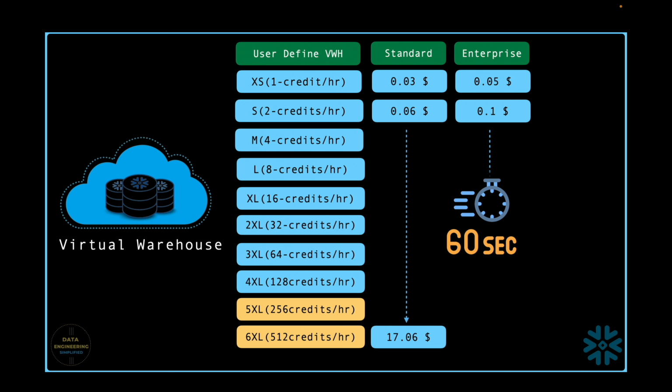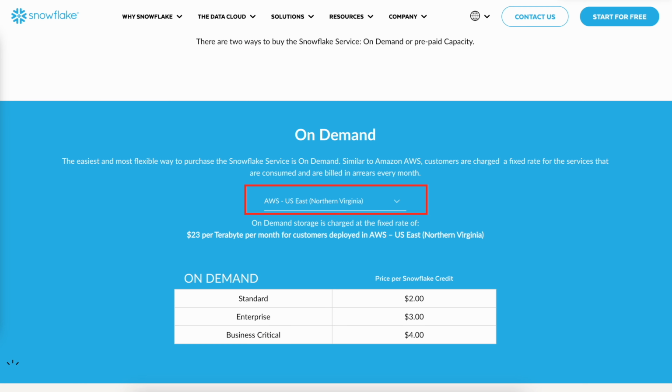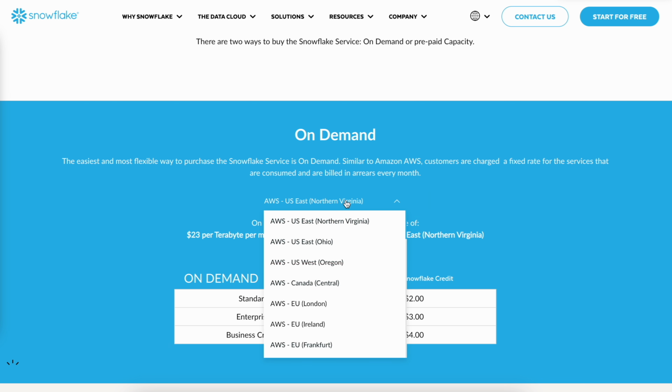The cost will increase by 50% if the Snowflake edition is Enterprise edition, and it will increase by 100% if you're using Business Critical edition compared to the Standard edition. This pricing is based on their current pricing model, considering AWS as their cloud platform and North America as the region. If you would like to understand the exact pricing for other cloud providers and regions, I would request you to go and refer to their pricing chart.